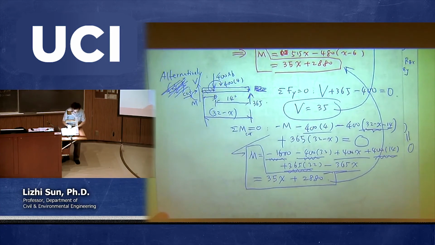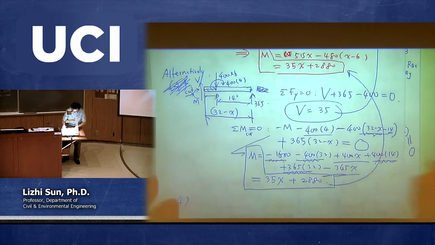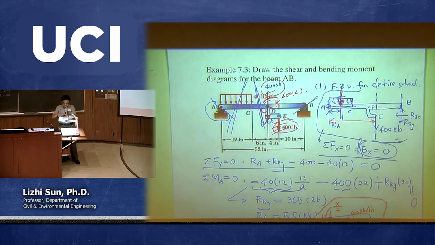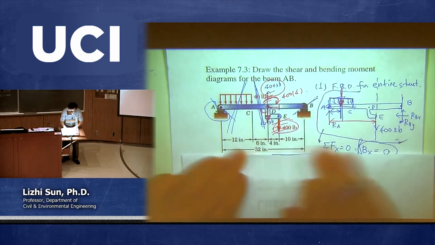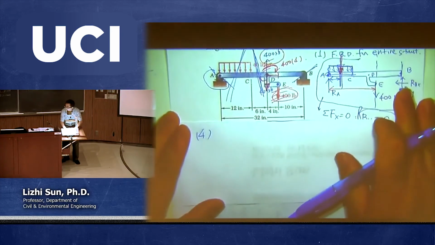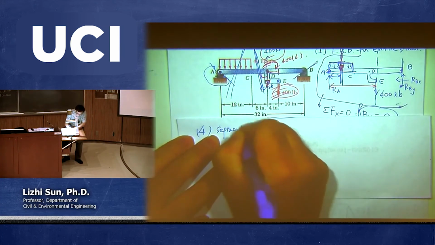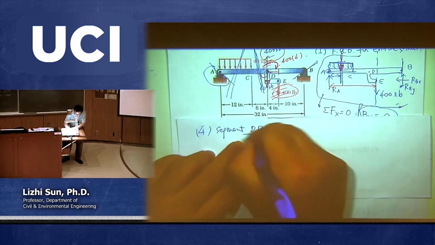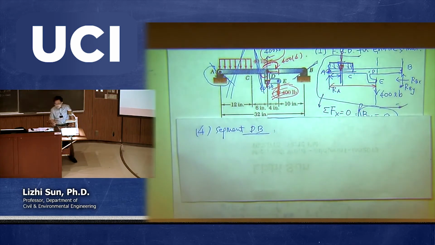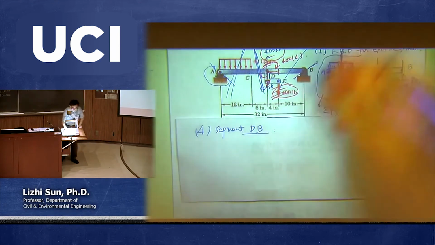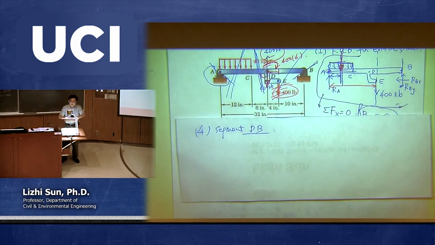Now I need to move on to the next step, number 4. Going back to look at the original picture, because every time we start a new step we need to go back to the original picture. For number 4, we need to look at the segment DB. So now we need to cut between D and B, and then the structure will split into 2 parts.